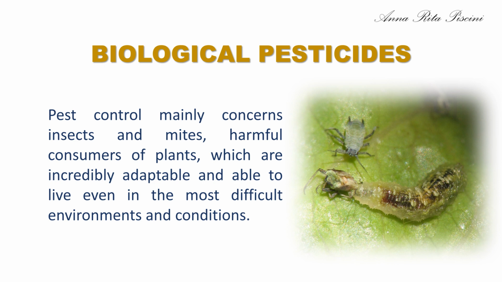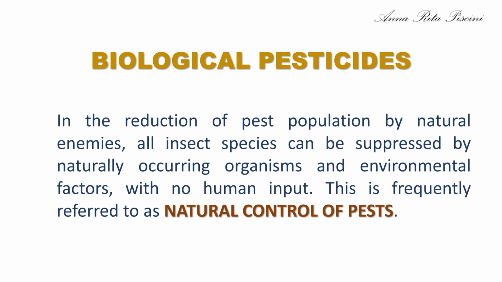Pest control mainly concerns insects and mites, harmful consumers of plants, which are incredibly adaptable and able to live even in the most difficult environments and conditions. In the reduction of pest population by natural enemies, all insect species can be suppressed by naturally occurring organisms and environmental factors, with no human input. This is frequently referred to as natural control of pests.